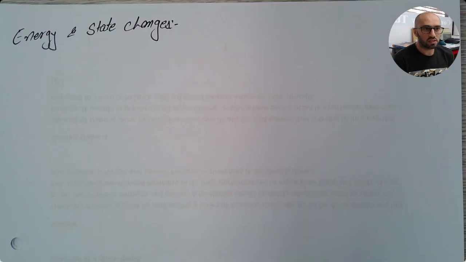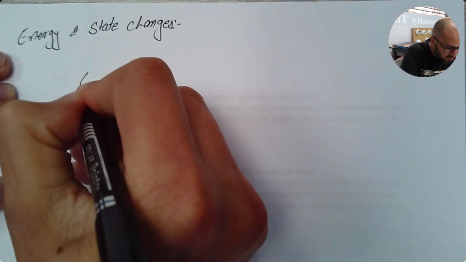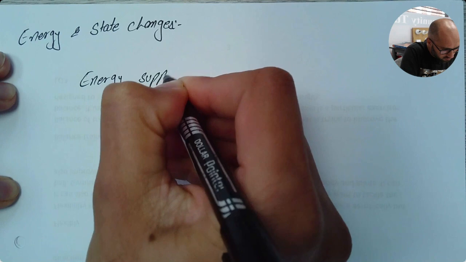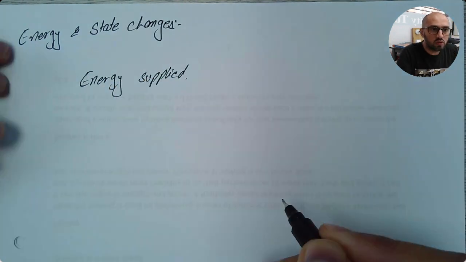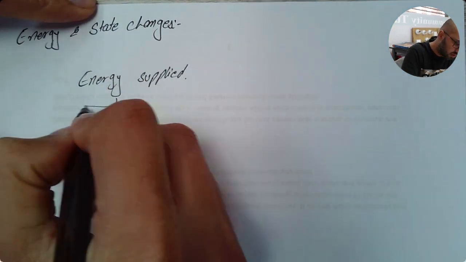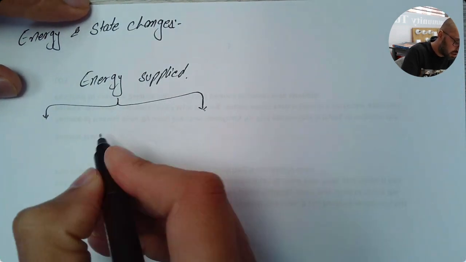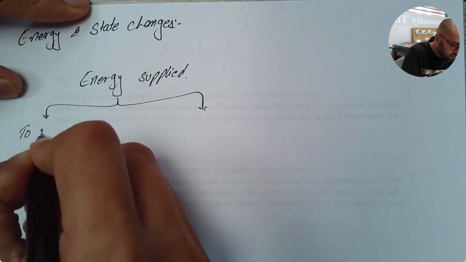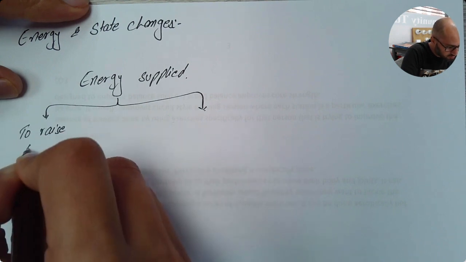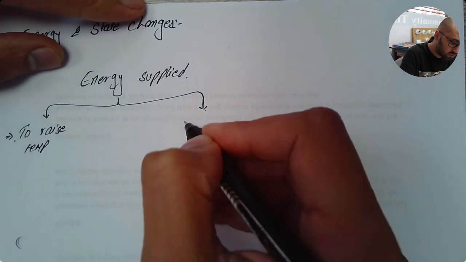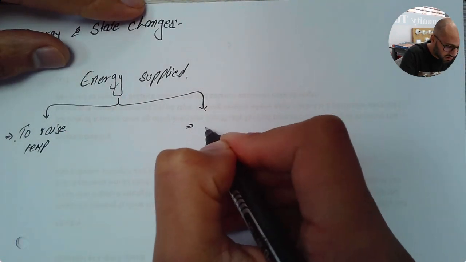The next section is about energy and state changes. So when you supply energy, you can say energy supplied will be used for two purposes. Number one and second. First one, I can say this will be used to raise temperature. Second option will be to cause state change.